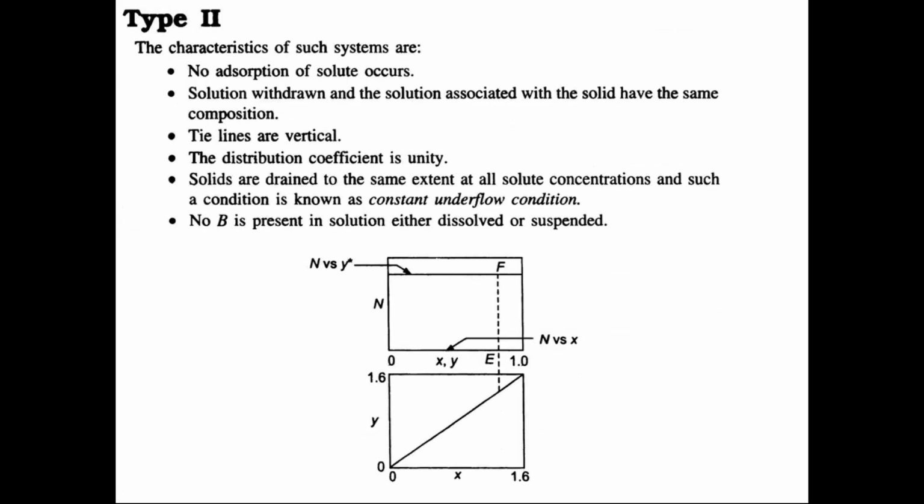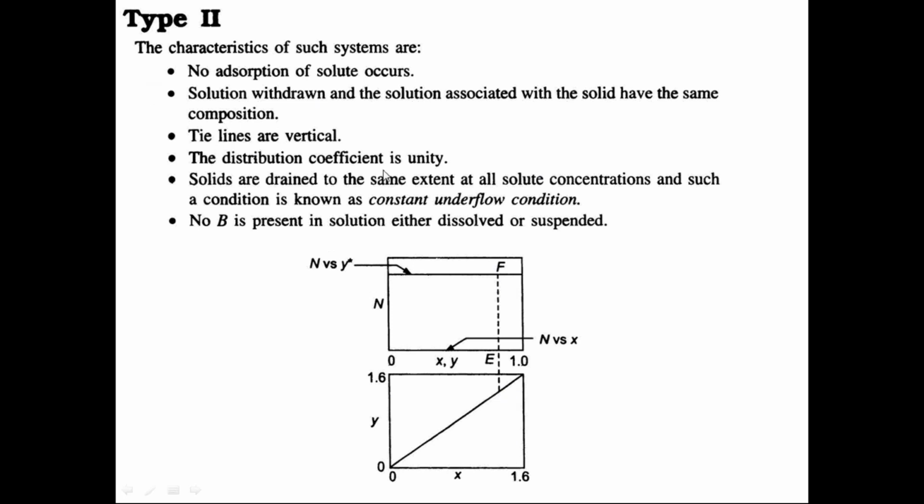In the type 2 equilibrium diagram, there will not be any adsorption. Once the solute is dissolved in the solvent, it will not come back to the solid phase. So there is no adsorption at all. The solution withdrawn and the solution associated with the solid to make the slurry have the same composition. That means the clear solution which is withdrawn and the solution associated with the slurry both have the same concentration. That means X is equal to Y.